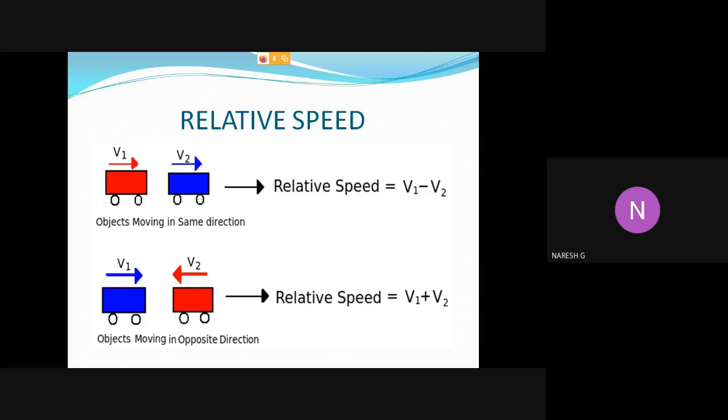Two trains or two objects are moving in the same direction: relative speed is v1 minus v2. If two trains are moving in opposite directions, relative speed is v1 plus v2.